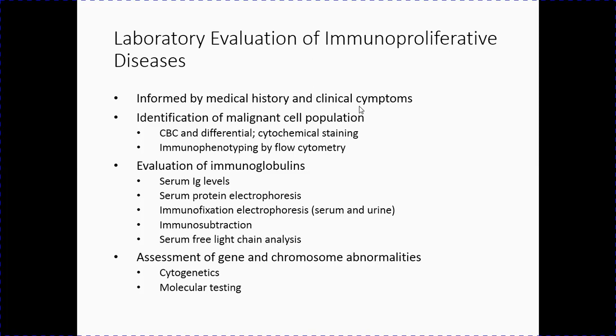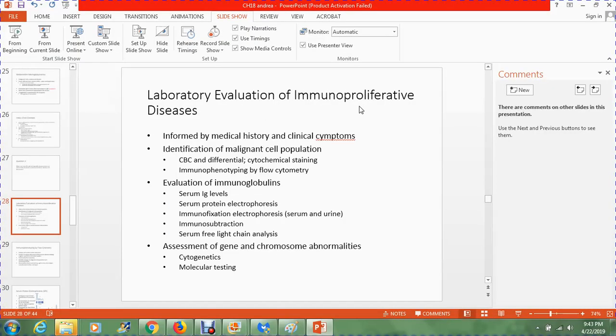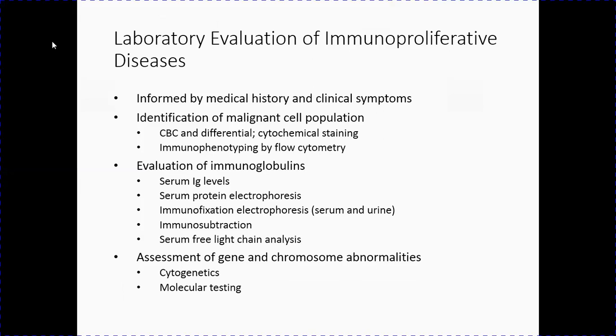They are identified once the physician has taken a medical history. They see the symptoms. Once the physician has really taken the strong clinical symptoms, looked at the medical history, looked at the family history, they're going to work to identify the malignant cell population.